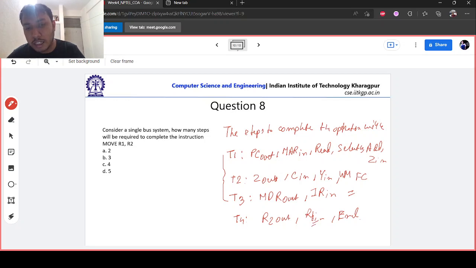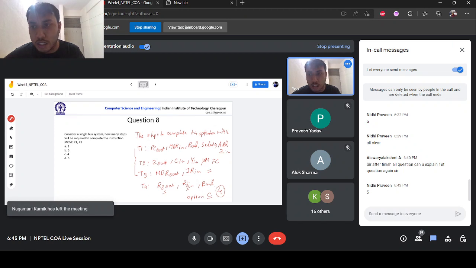So what we do is R2 out and R1 in. R2 out means we are transferring the value from R2 to R1. So we use the signals R2 out and R1 in to move the value. So it requires only 4 steps. So 4 is the correct answer, option C. Any doubt?